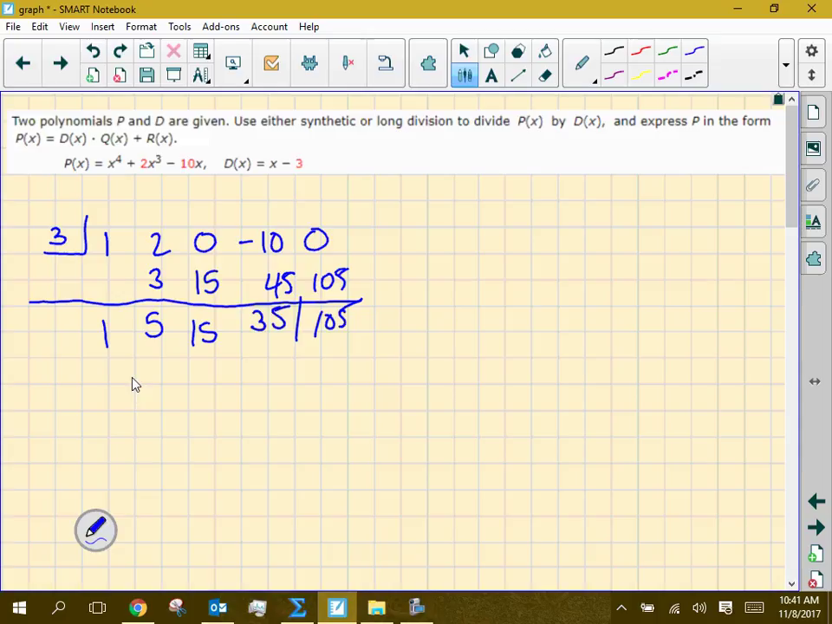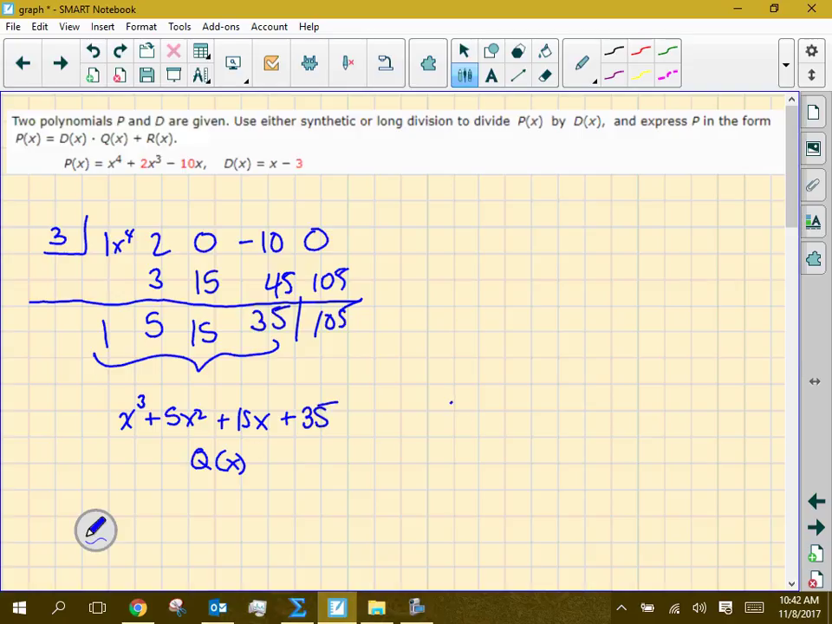So what we need to do then is rewrite this. This was x to the 4th here, so it's going to be x cubed plus 5x squared plus 15x plus 35. Okay, that's what that provides me. And we think about this, that's my quotient.